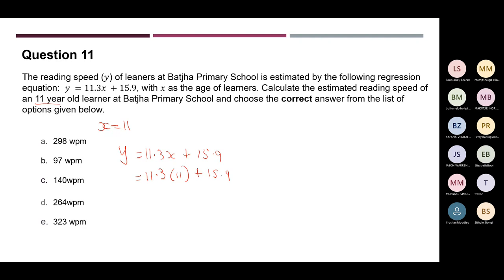What's the answer? Yeah, we can even finish all this. 11.3 times 11 is 124.3, plus 15.9, it's 140.2. We can take it to a whole number. It will just be 140. And we estimated 140 words per minute. That is question 11. We can go to question 12.